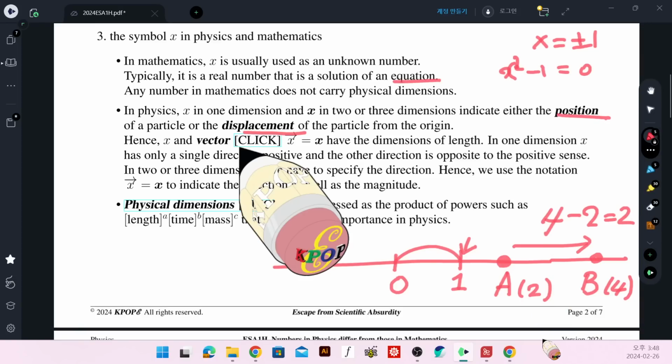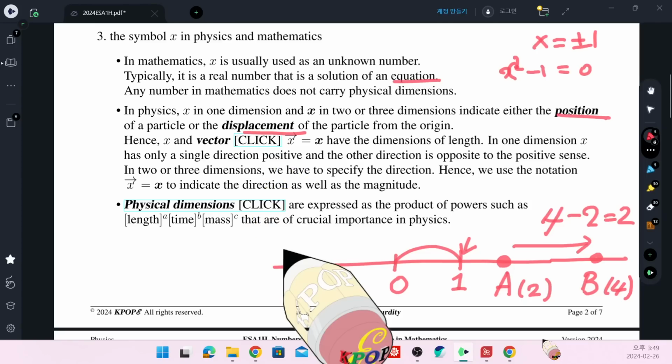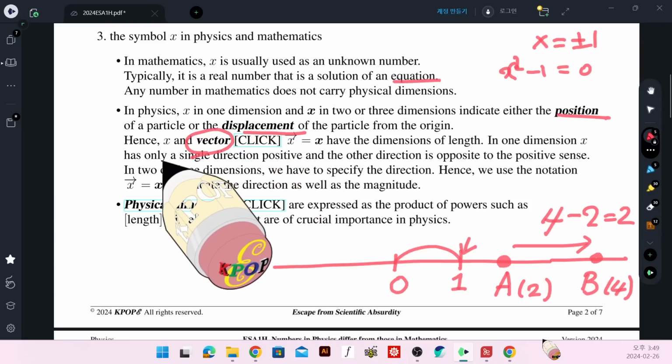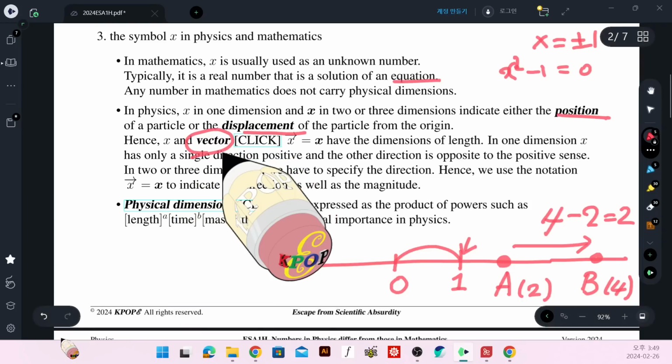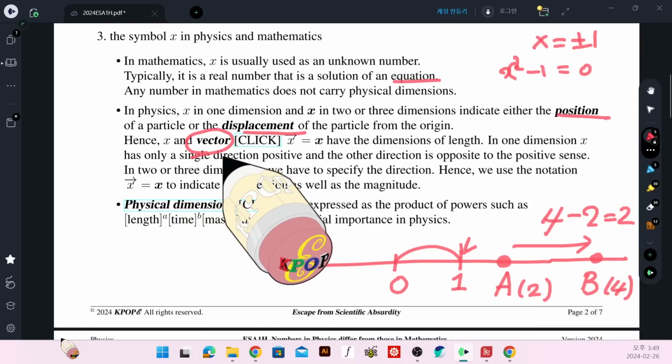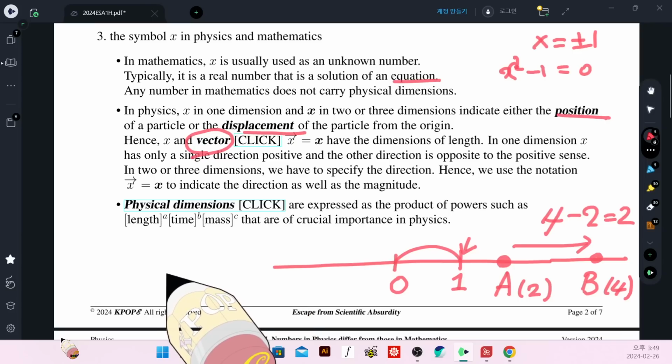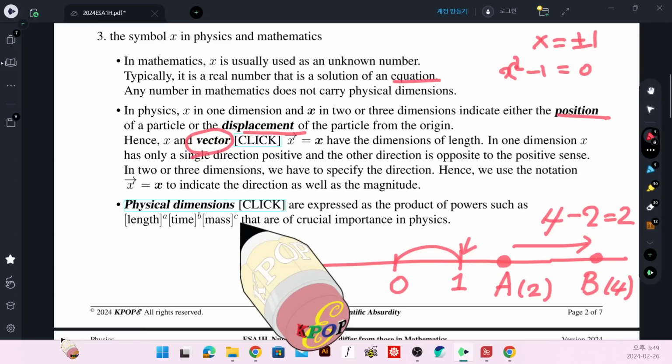So we can generalize this idea to the three-dimensional space we are living in, and we introduce a mathematical quantity originating from the displacement in space, called a vector. A vector has a very similar algebraic structure to a real number.